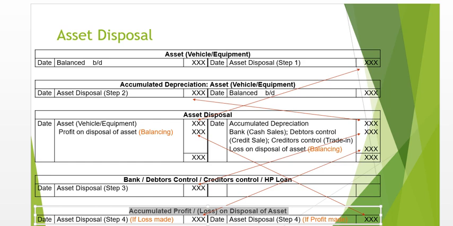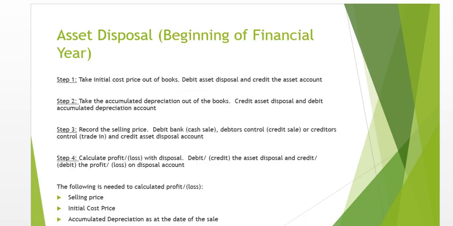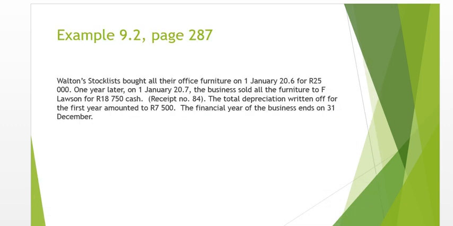Okay, so these are the 4 steps. So most importantly is you need to have your selling price, you need to have the original cost price and accumulated depreciation, and you just follow these 4 steps. So if we have a look at an example.